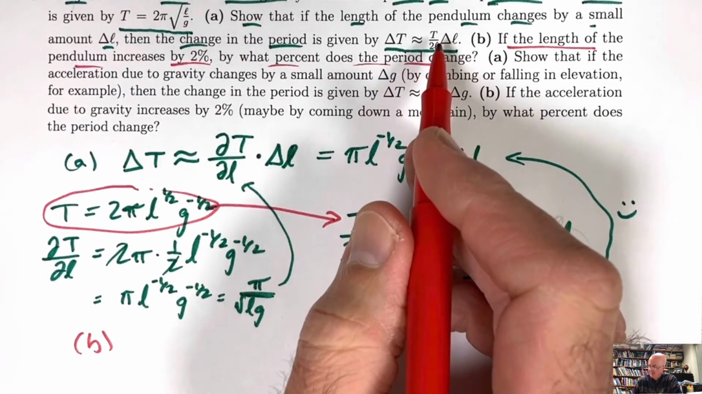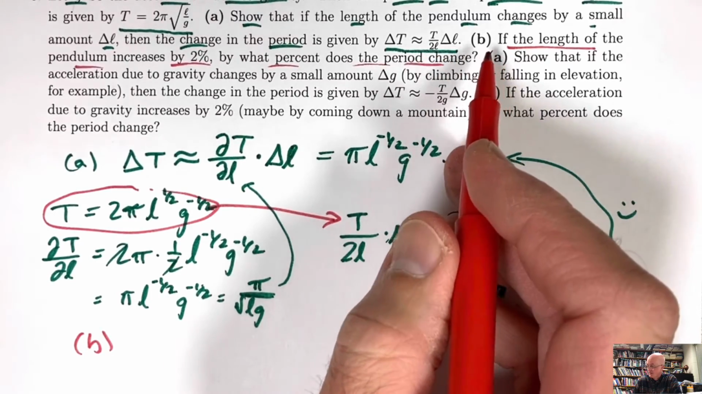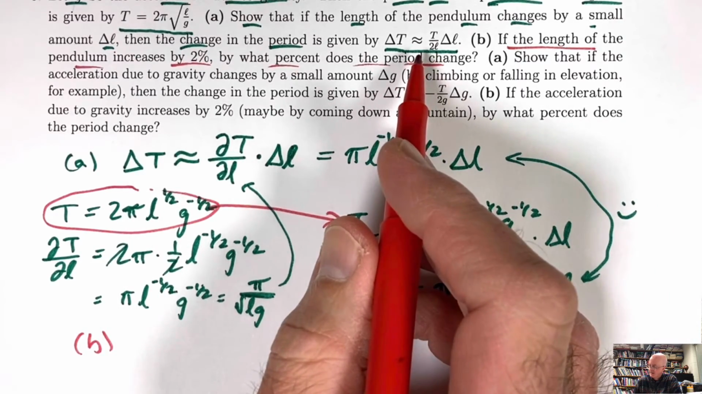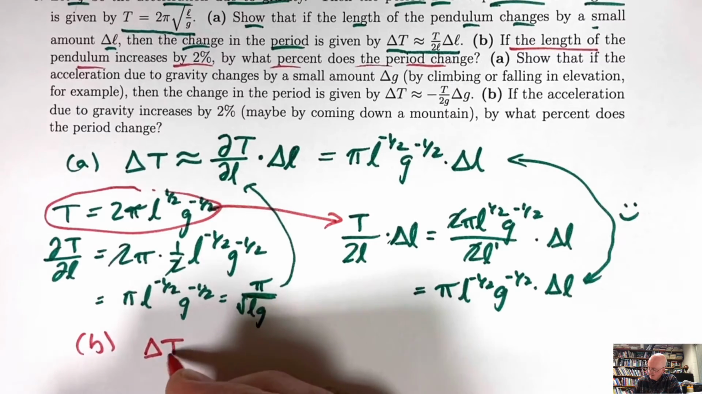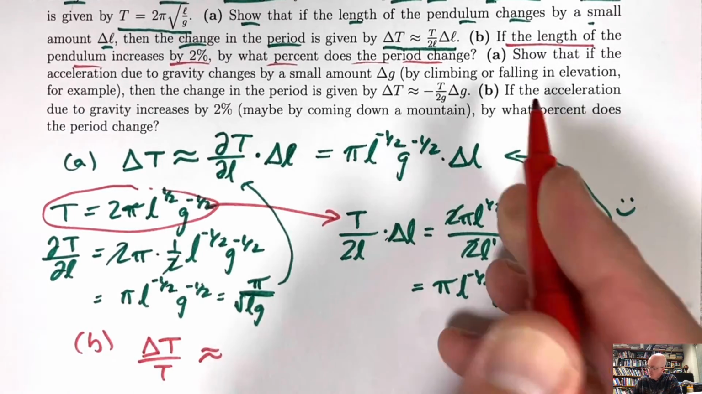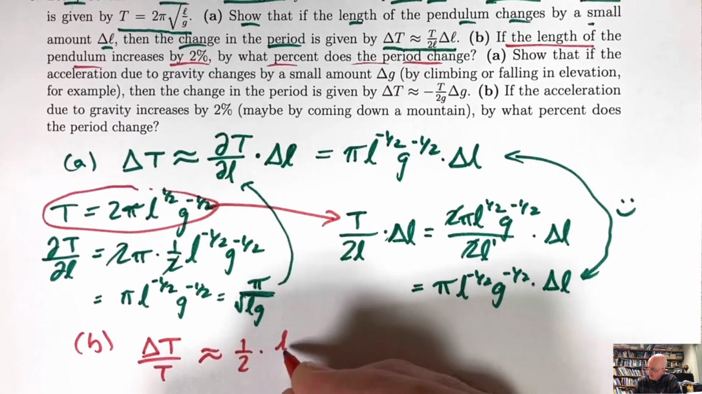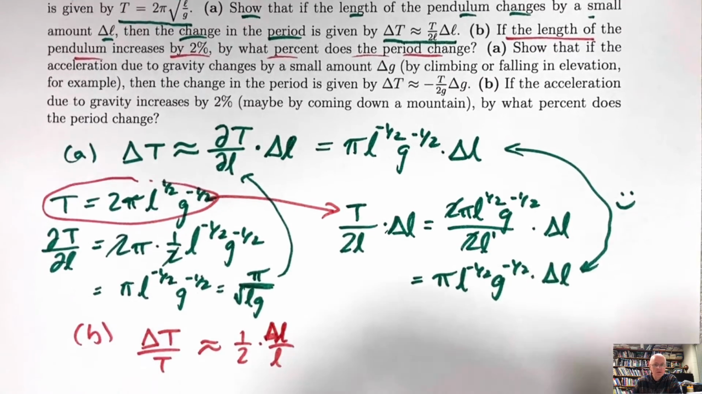We want to use part A. I mean, that's typical in these kinds of problems. If you've got a part A and you're going to go into part B, sometimes you are going to want to use part A. I'm going to take part A and rewrite it. I'm going to divide both sides by t. Delta t over t is approximately 1 over 2L times L, which I'll write as 1/2 times delta L over L.